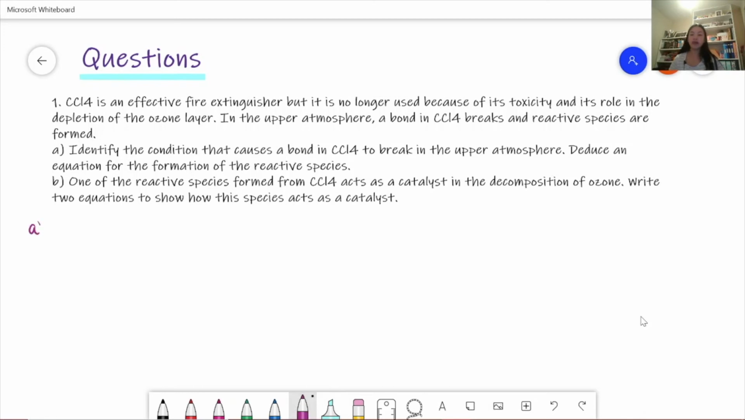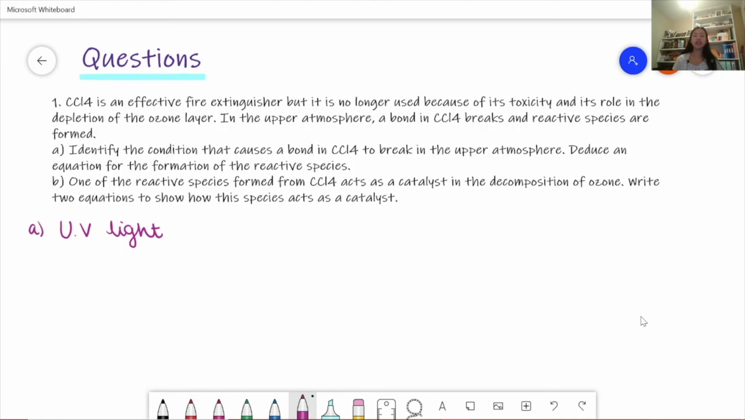So this question is basically about chlorofluorocarbons and how they can deplete the ozone layer. And so what we're looking for is a chlorine free radical. So the thing that causes a bond in CCl4 to break would be UV light, because that's what we need for an initiation step of a free radical substitution. So UV light is the answer.